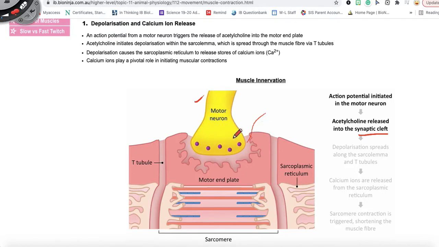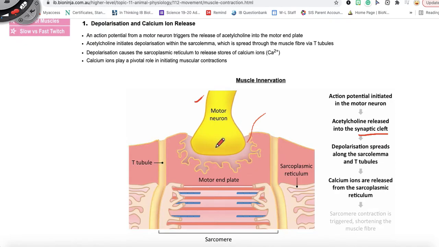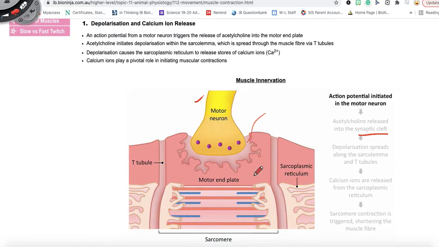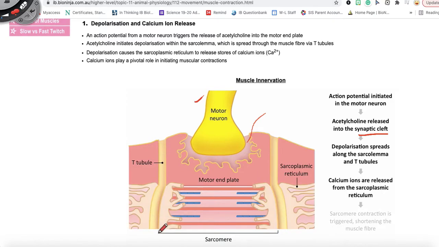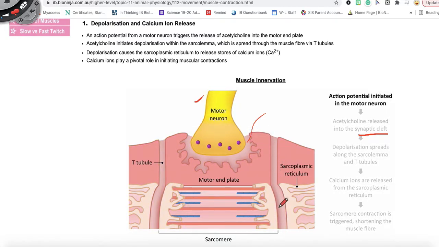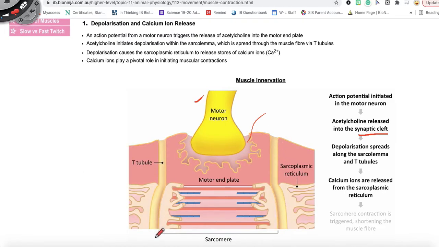So this is what an action potential is, right? An action potential comes from your brain. It initiates into this motor neuron, and the end of the action potential is what releases the acetylcholine into the synaptic cleft. Once the acetylcholine is released, a depolarization process happens, and here we see it. So the depolarization process is kind of like the impulse spreading, and it spreads along the sarcolemma. Remember that this is the outer covering or membrane, and along the T-tubules right here as you see them highlighted.